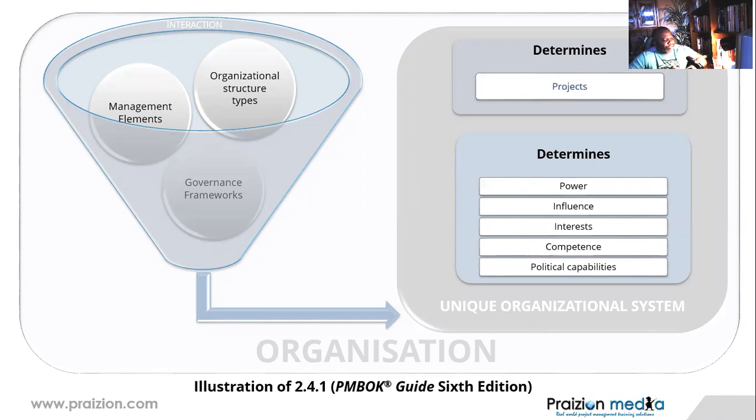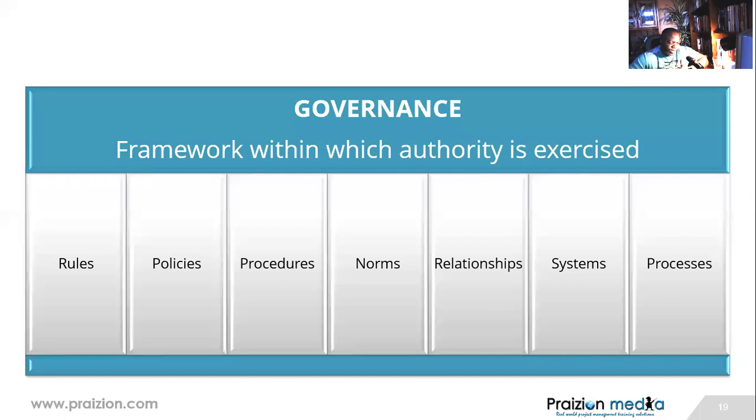So as a project manager coming into chapter 2, you need to understand the concept of 1, governance. What is governance? It's the framework within which authorities exercise. This is really going to help you because it maps directly back to that whole narrative in the PMP exam content outline, right? It's a framework within which authorities exercise. Rules, policies, procedures, norms, relationships, systems, processes. That's what we mean when we talk about governance.